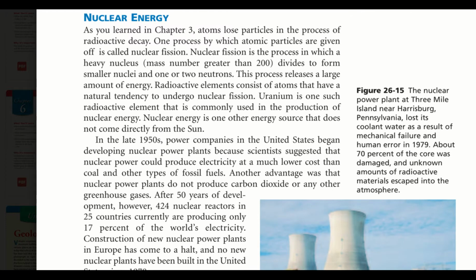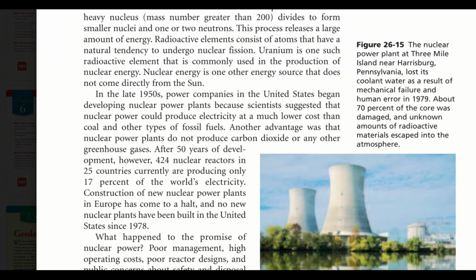Nuclear energy. As you learned in Chapter 3, atoms lose particles in the process of radioactive decay. One process by which atomic particles are given off is called nuclear fission. Nuclear fission is a process in which a heavy nucleus, mass number greater than 200, divides to form smaller nuclei and 1 or 2 neutrons. This process releases a large amount of energy.